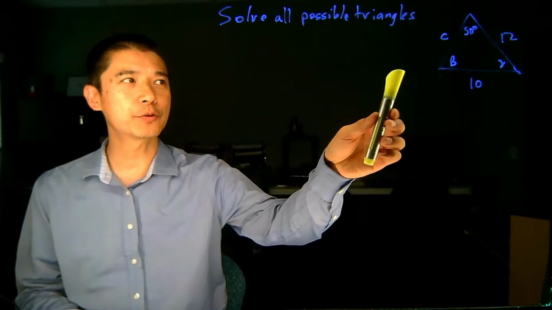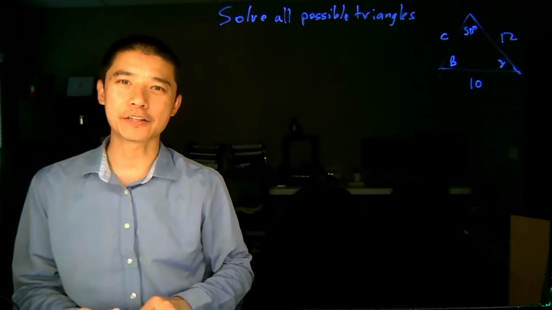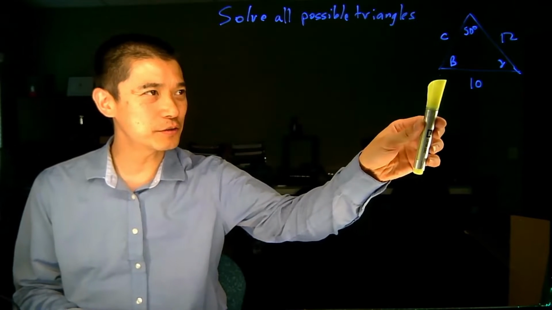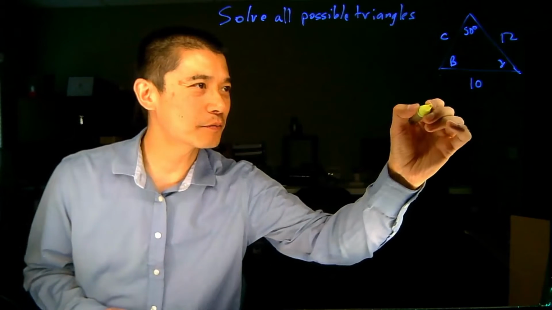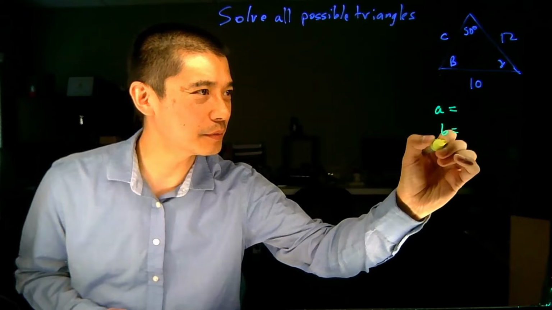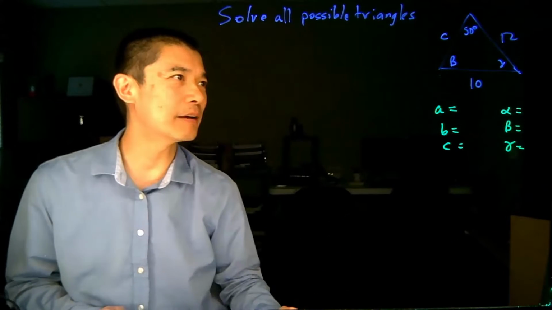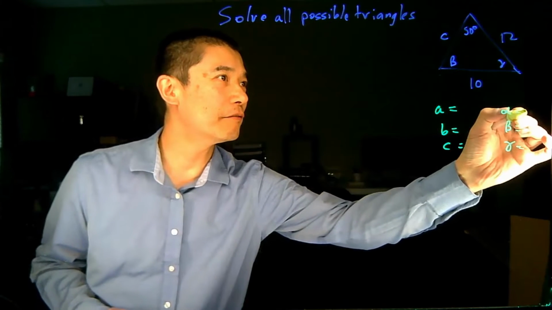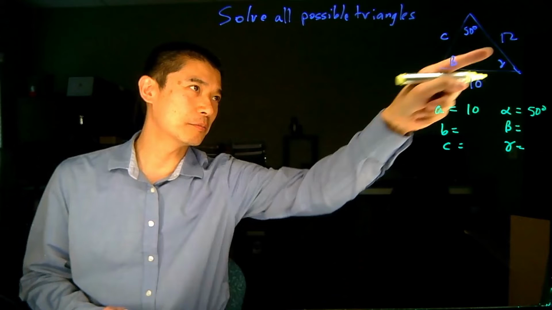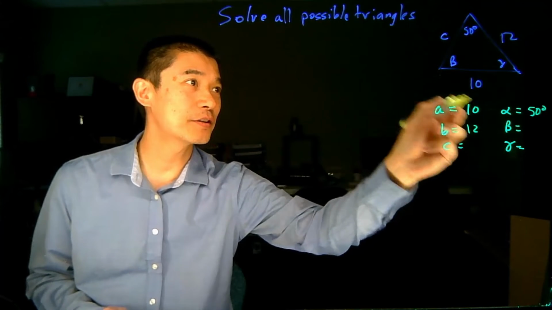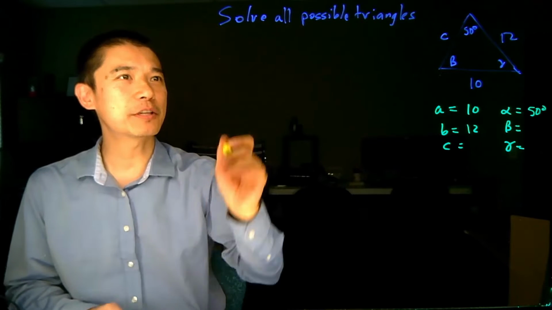So here's another example. Solve all possible triangles. And once again, you can see that we have a side-side-angle situation. The orientation is different, but it's still relative to the parts, side-side-angle. And so let's first make our little chart, A, B, C, alpha, beta, and gamma. Now in this diagram, our alpha is 50 degrees with A equal to 10. Our B is 12, beta is unknown, and C and gamma are unknown.